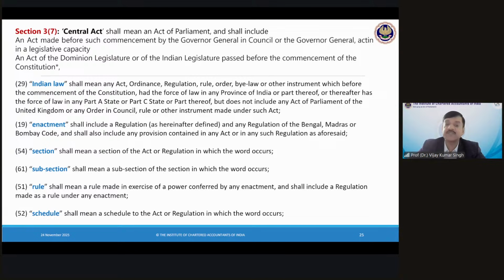Subsection shall mean subsection of the section in which the words occur. Rule shall mean rule made in exercise of power conferred by the enactment and shall include a regulation made as a rule under any enactment. Schedule shall mean schedule to the act or regulation in which the word occurs. So you can see any legislation is arranged into section, subsection, and there is rule making power under which the rule can be made, and then there is a schedule, right?